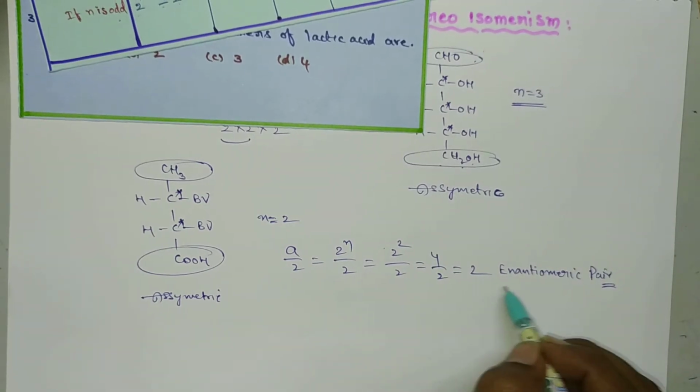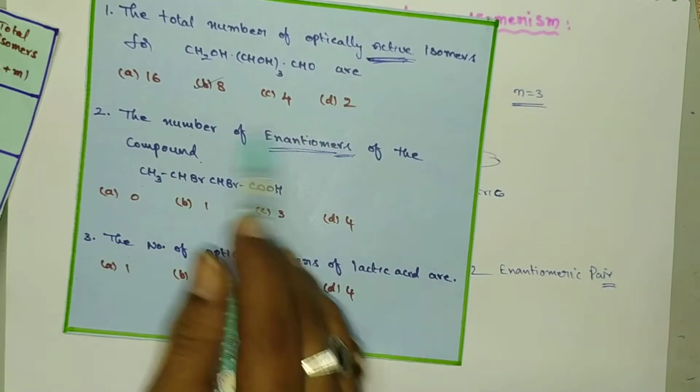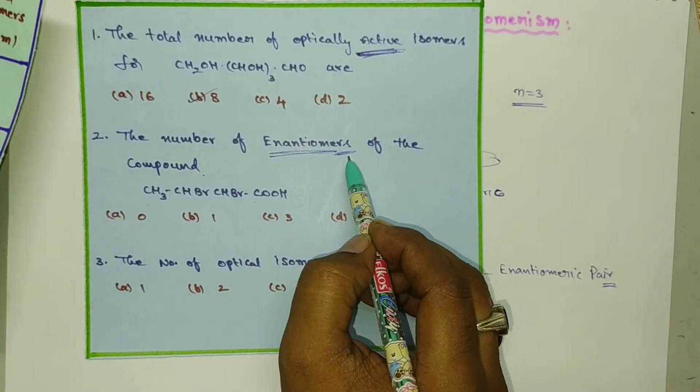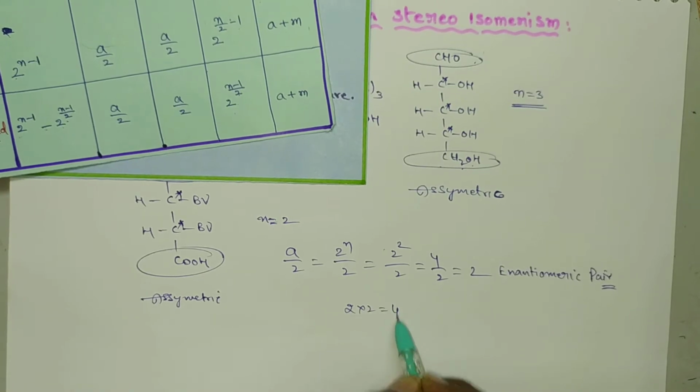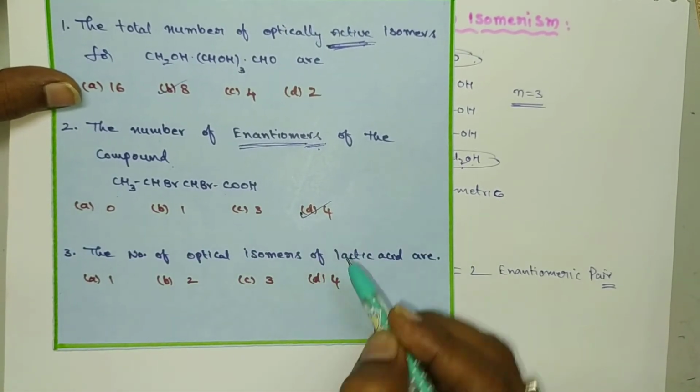Listen carefully, there are 2 enantiomeric pairs, but here the question asks to calculate the number of enantiomers. 2 pairs means 2 into 2, that is 4. So the number of enantiomers is 4 here. So the answer is D.